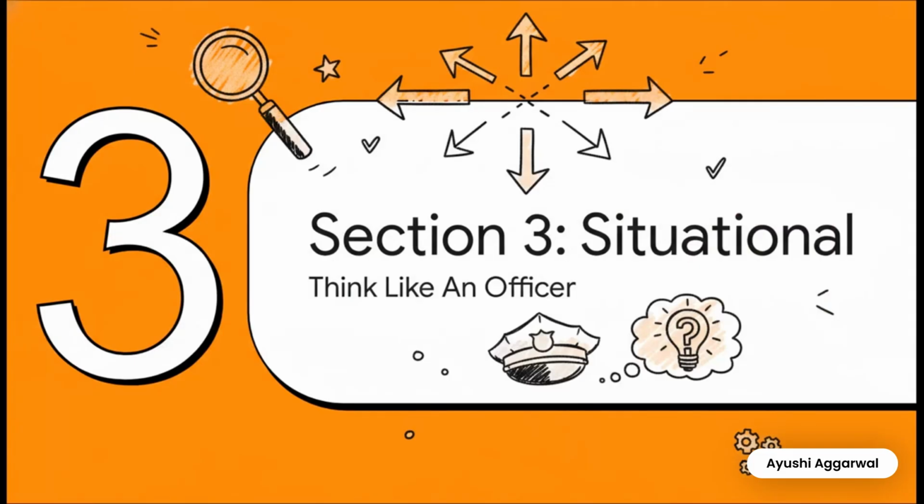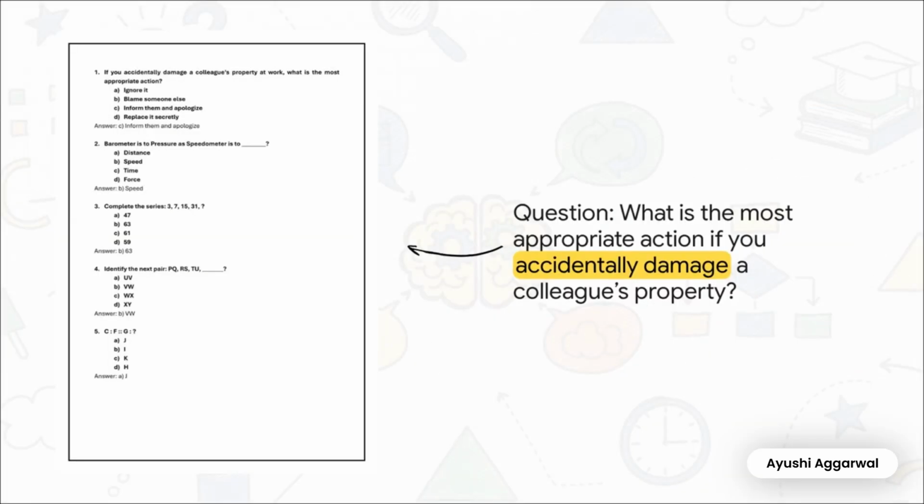And this one isn't just about reasoning. It's a test of your personality. This is situational judgment. You have to think like an officer. Questions like these are designed to check your decision-making skills and your integrity. So here's the situation. What would you do if you accidentally broke a colleague's property at the office?